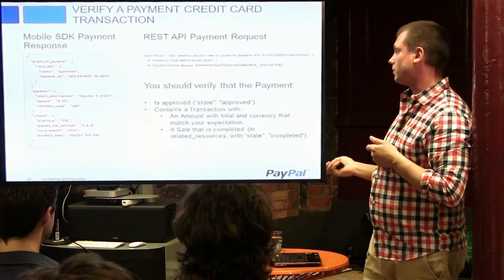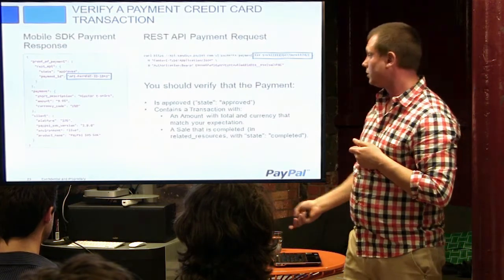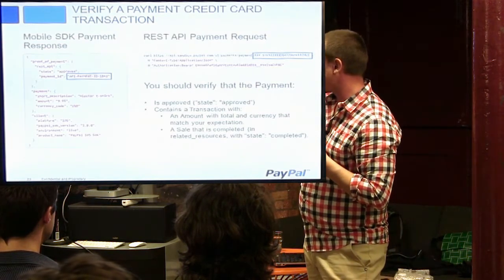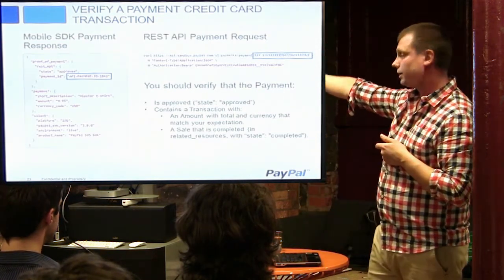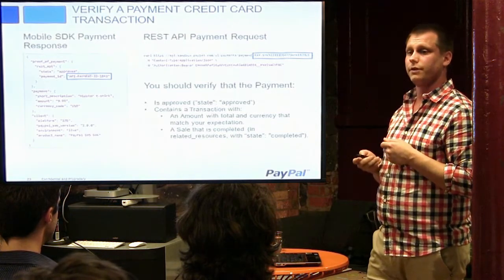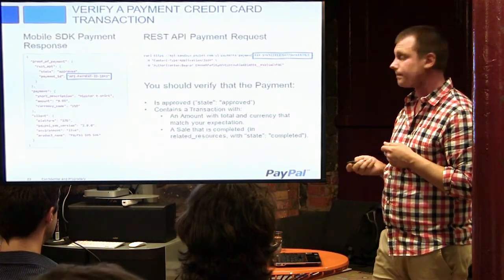Very similar response when it's a credit card. You look for an API payment ID, you pass it in, and you have a set of verifications you need to do on your side.